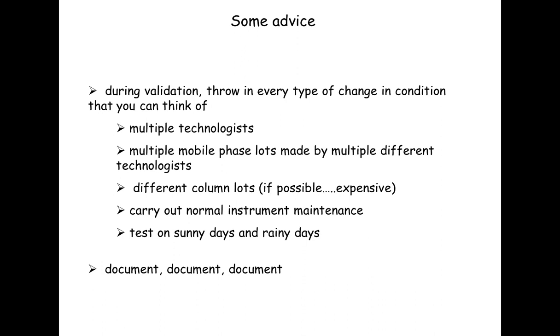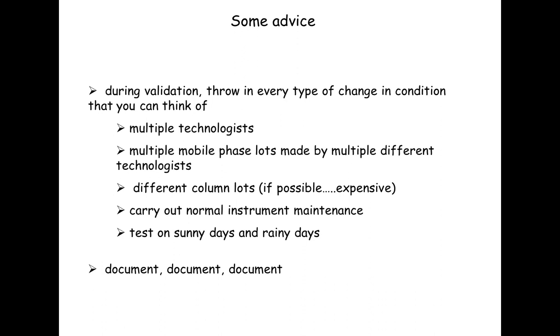So during the validation, you want to throw in every single type of change in condition that you can think of. So you want to have multiple technologists. You want to have multiple mobile phase loads made by multiple different people. If you can, it's good to try different column lots. Obviously, columns are fairly expensive, so that may or may not be possible. You definitely want to carry out normal instrument maintenance.